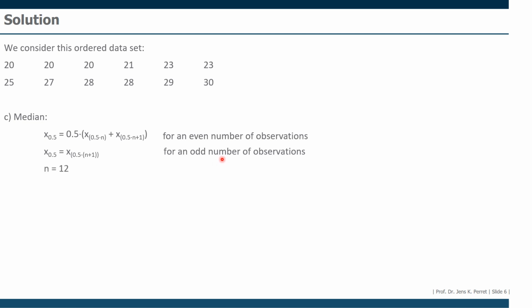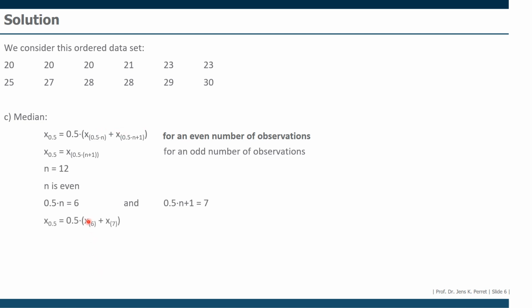So here I have 12 observations, meaning I have an even number of observations. So I'm going to use the first formula, this one here. I need 0.5 times n and 0.5 times n plus 1. N being 12, I get 6 and 7. So the x of 6, x of 7 means I'm going to use the 6th and the 7th observation.